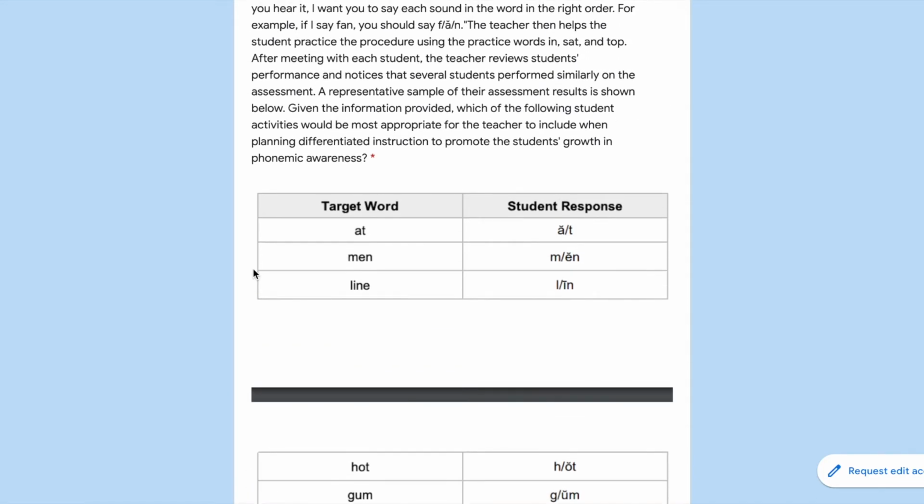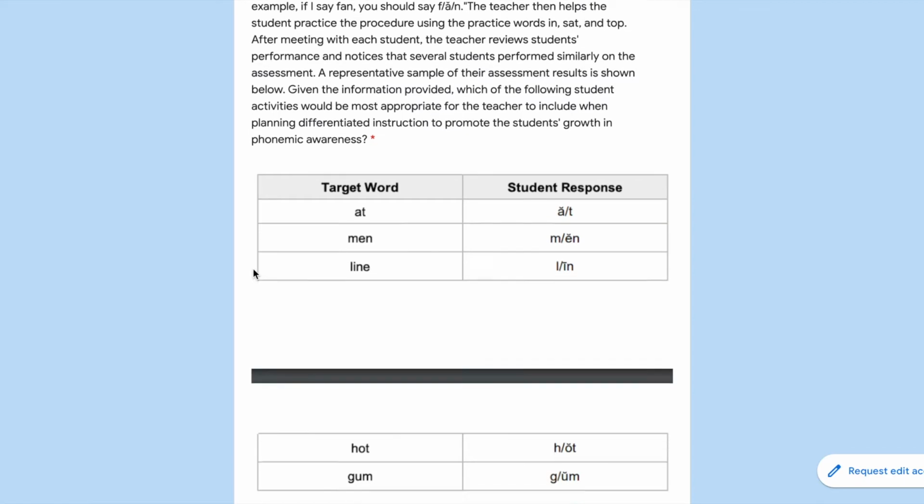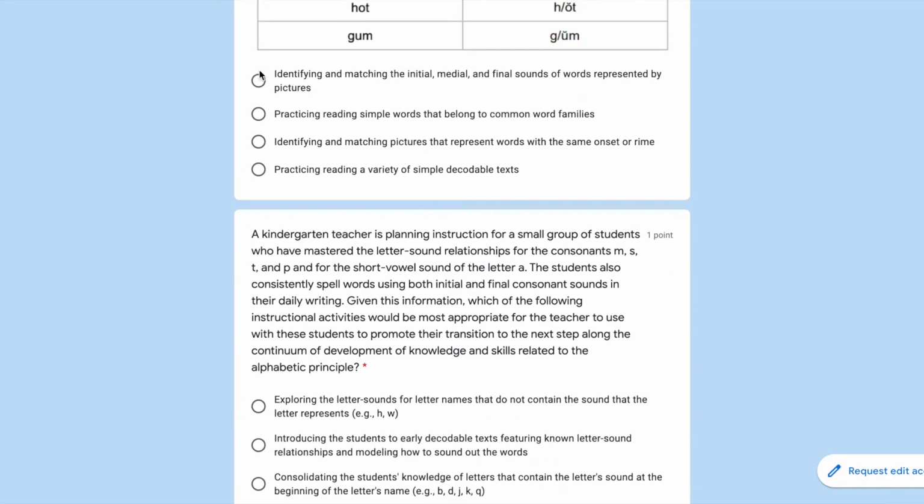Remember that the information that we need to find is, given the information that they've given us, what's the most appropriate response for the teacher to include when planning differentiated instruction to promote the students' growth in this area of phonemic awareness. Now, for everyone, we're going to go with letter A, and A is correct because the task described in this scenario is asking the students to say each sound in a word in the correct order.